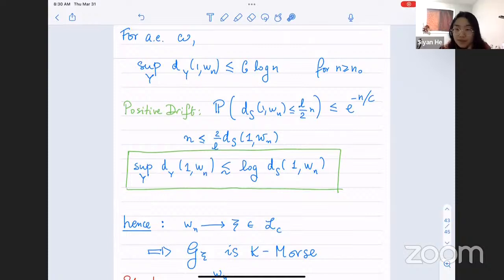Hey, I might be misunderstanding this, but previously when we were trying to bound the distance between gamma and the sample path. Not yet. Oh, never mind. So that's the last step.